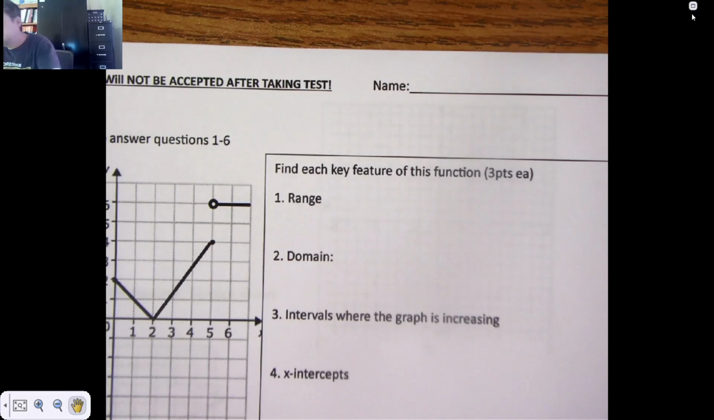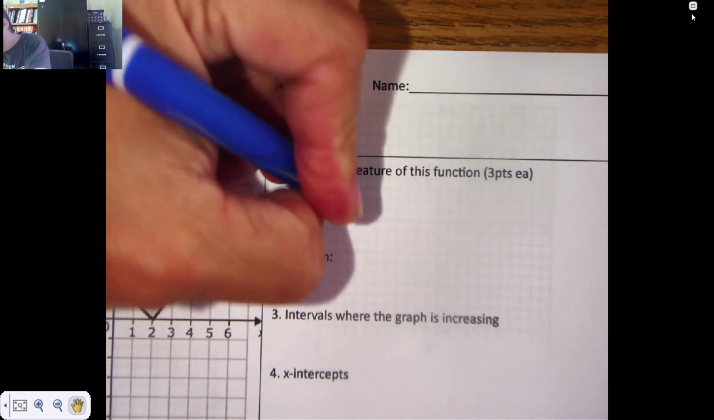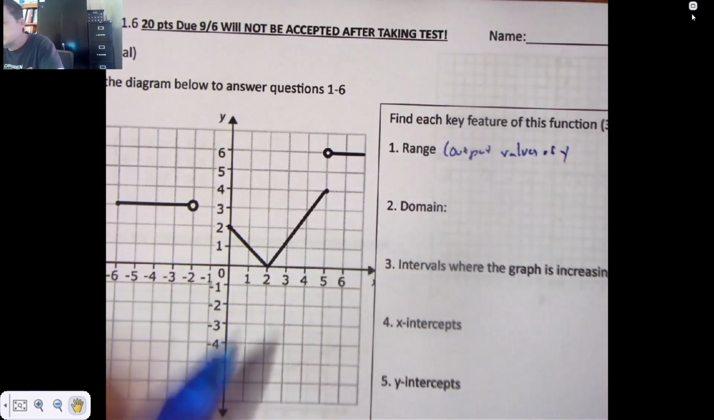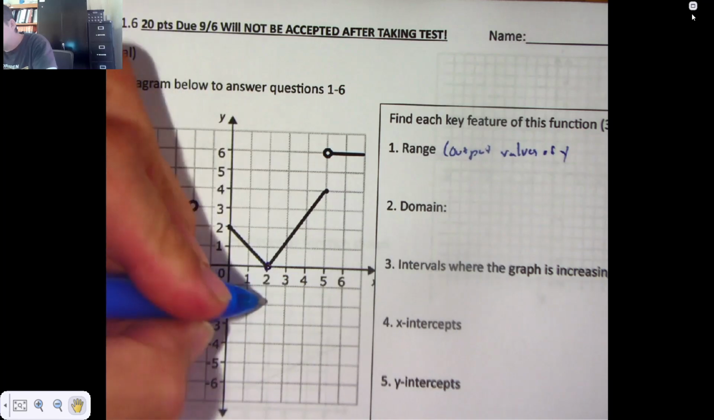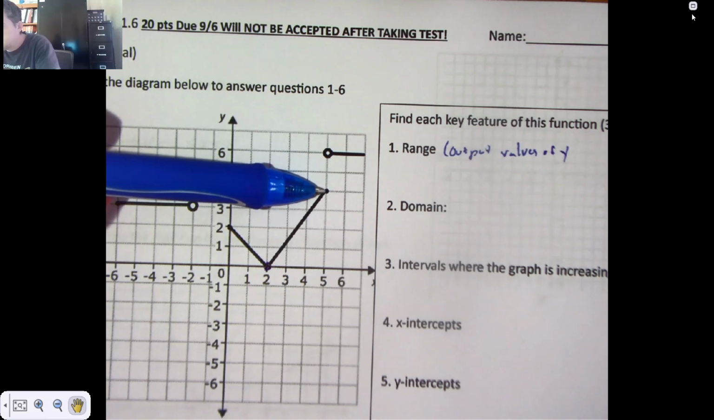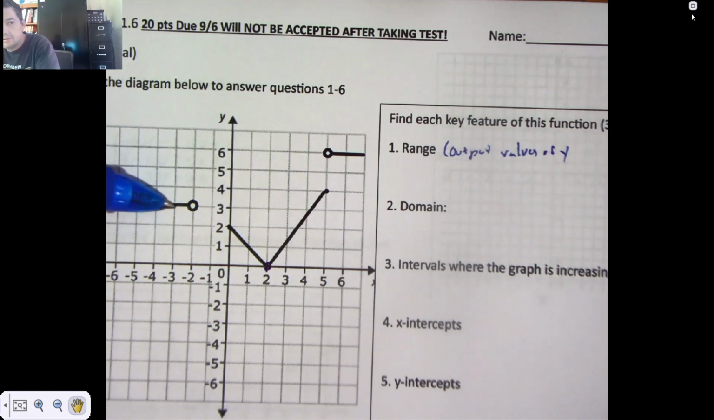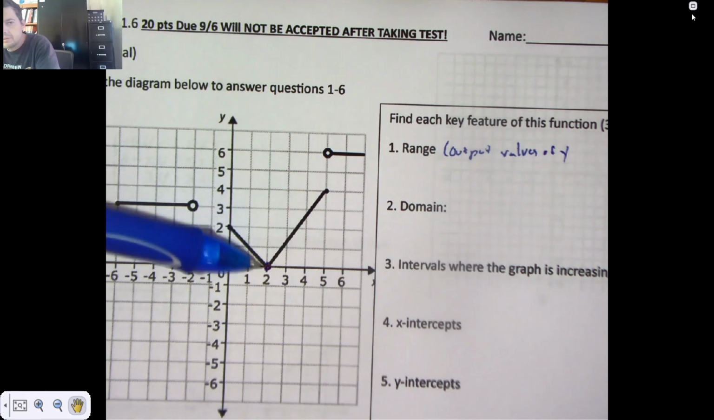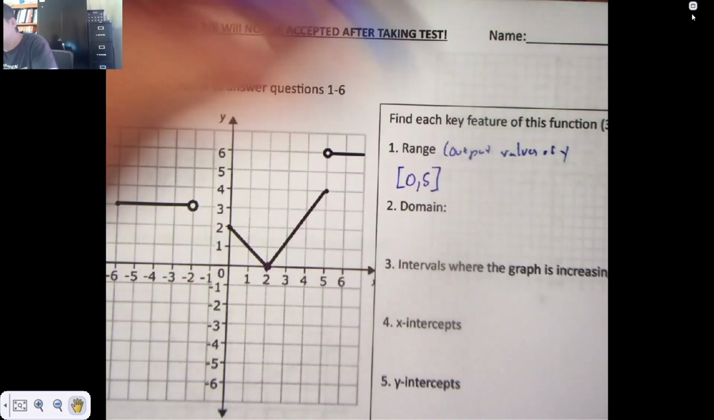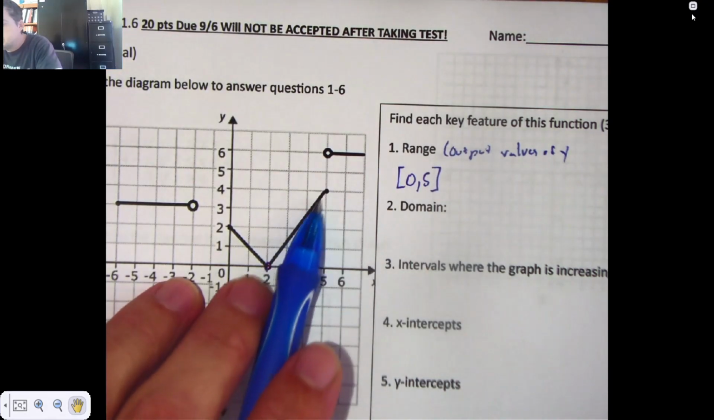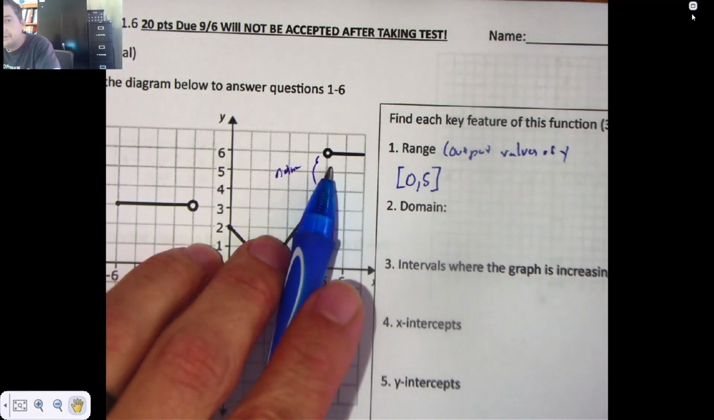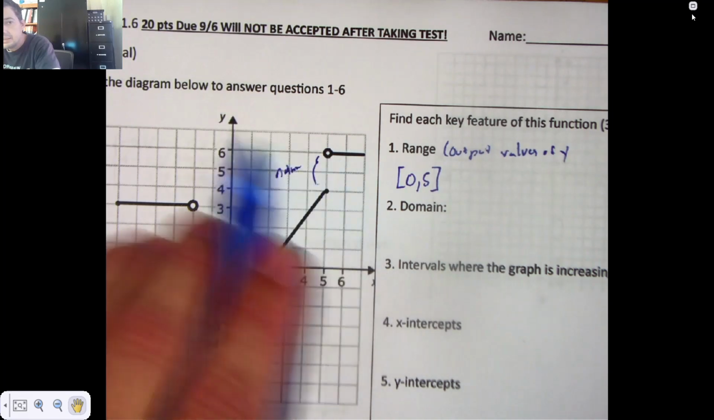All right, range. Range is your output, your values of y. Here is your low y value. That's where y is 0. And we rise until 5. And this territory is covered. You get this other piece over here, but it's covered in it too. So 0 to 5 is part of my range. 0 to 5, inclusive, because these are solid dots. And then we have nothing. There's literally nothing here, until we hit a y value of 6.